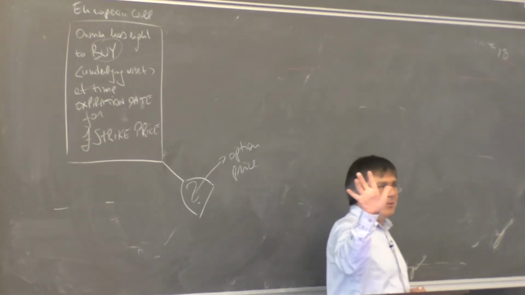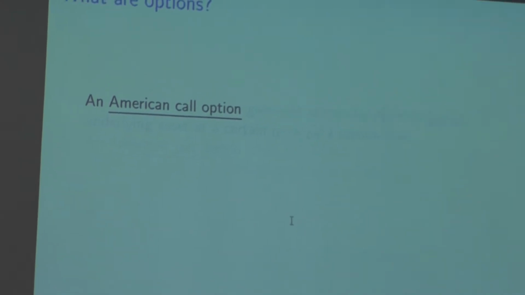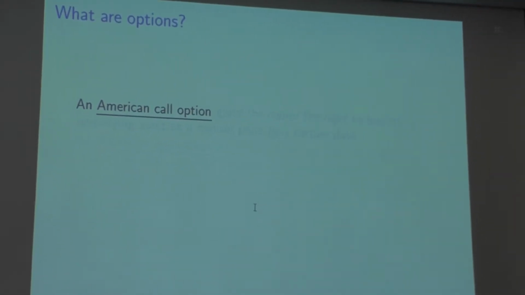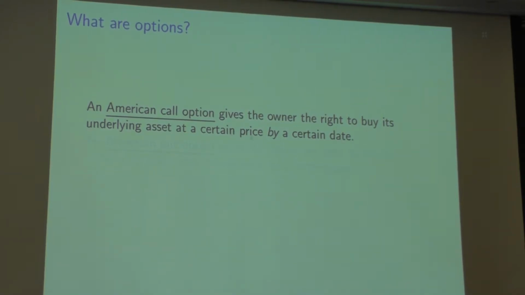Okay, I told you we're going to see 4 kinds of options today. So I've shown you the European style options, and now I'm going to show you the American style options, and they come also in the form of call options or put options. An American call option gives the owner the right to buy its underlying asset at a certain price, and here's the difference with European options: by a certain date. So not on a certain date, but between now and a certain date.